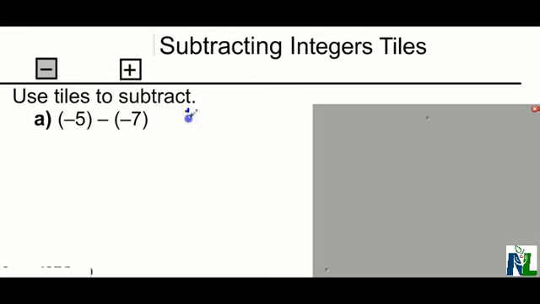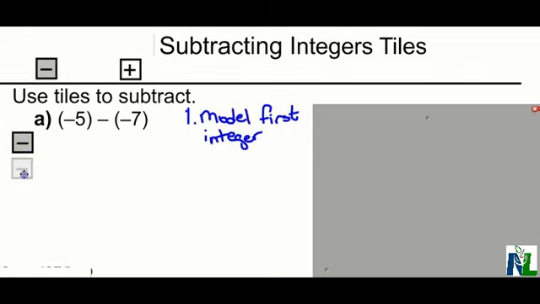The first step is the same as before. We're going to model our first integer. So we're going to model the first integer using our tiles. So I need 5 of these negative tiles. Here we have 5.